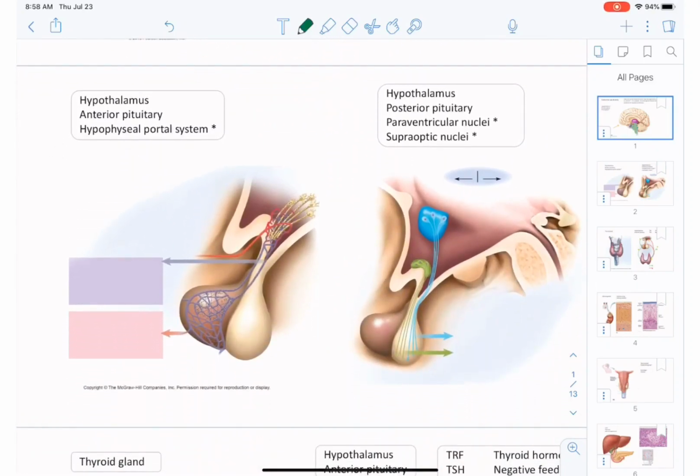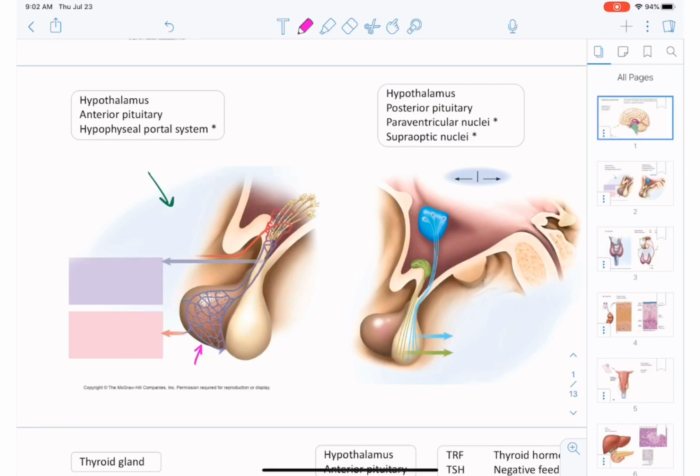Now let's take a closer look at the structural and functional relationship between the hypothalamus and the pituitary gland. And the hypothalamus has a different relationship with the anterior pituitary than it does with the posterior pituitary. And let's go ahead and start by looking at the relationship with the anterior pituitary. And in this figure, this is the anterior pituitary. And ultimately what the anterior pituitary is going to do is release hormones into the blood, which are going to act on downstream endocrine organs.